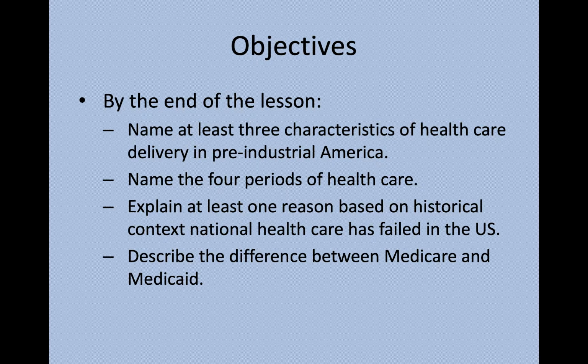Can you explain at least one reason based on historical context why healthcare has failed in the U.S.? And we went over that, starting in World War I and World War II, some of the undercurrents, and also even looking at rural America and some of the undercurrents of even how the medical system was set up in the United States. And describe the difference between Medicare and Medicaid.